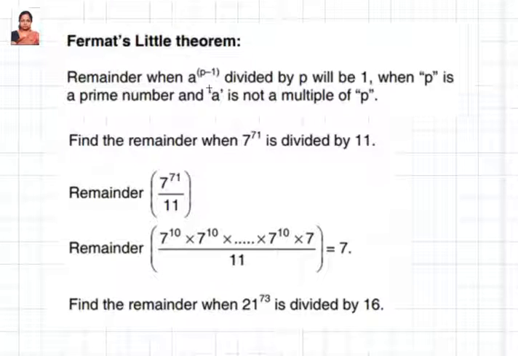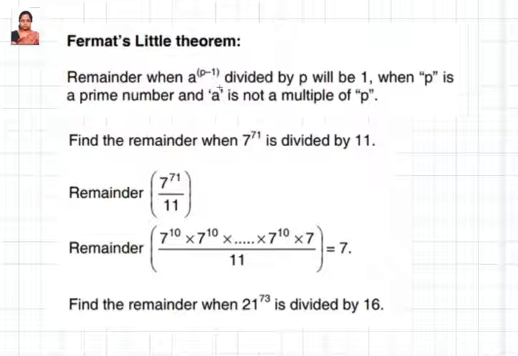Here it says that a to the power p minus 1, when it is divided by p, where p is a prime number, and a and p are not having anything in common, or we can say they are co-prime to each other. A and P should be co-prime to each other, and P should be a prime number. In that case, this is the thing which I have to consider.